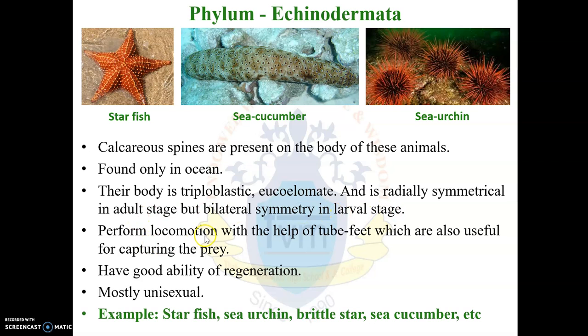They perform locomotion with the help of tube feet, which are also useful for capturing the prey. They have good ability of regeneration and they are mostly unisexual. Examples are starfish, sea urchin, brittle star, sea cucumber, etc.